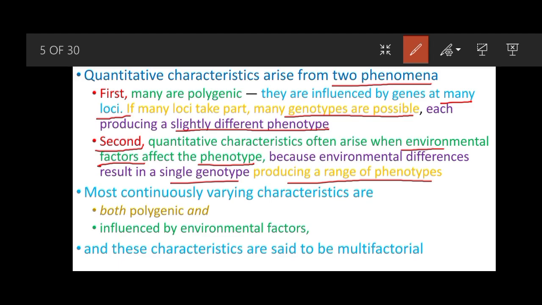Most continuously varying characteristics are both polygenic and influenced by environmental factors. So these two phenomena, the increased number of genes and the influence of environmental factors, are all playing their part in producing the variable phenotypes in quantitative characteristics, and these characteristics are said to be multifactorial. When the environment is also playing its part and multiple genes are involved, then these traits are known as multifactorial traits.